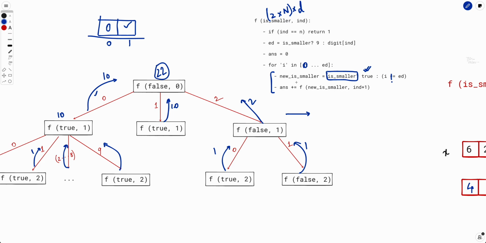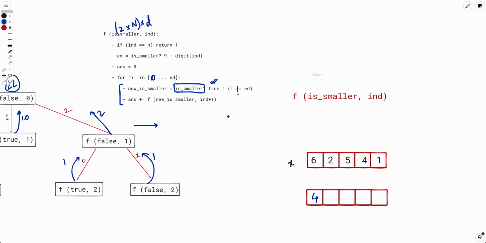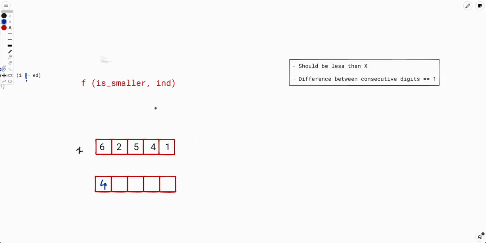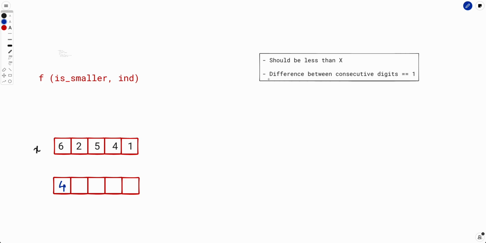Now this is the solution for a reduced problem. If you remember, we have to solve this problem where the difference between consecutive digits is also equal to 1. But we have removed this constraint for simplicity reasons. Now let's bring back this constraint. Let's say we need to find out how many numbers are there which are less than equals to x, and the difference between consecutive digits should also be equal to 1.